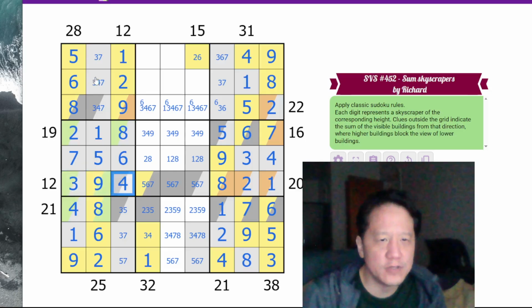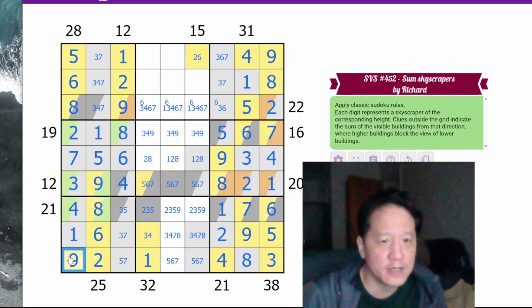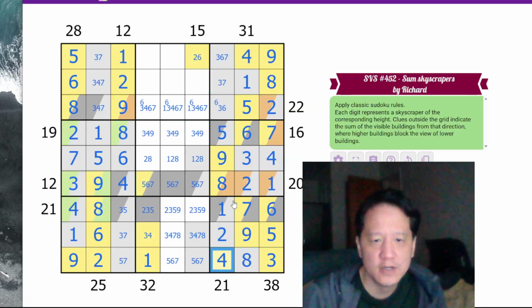Okay, so let's just double check. Column 1 sees 5, 6, 8, 9. 5, 6, and 9 is 20 plus 8 is 28. Column 2, we see 2, 6, 8, 9. 2, 8 is 10. 6, 9 is 15, which adds up to 25. 1, 2, 9 adds up to 12. That's all it sees. We don't have that yet. We don't have that yet. 4, 8, and 9 add up to 21. Those are all the ones that are seen.